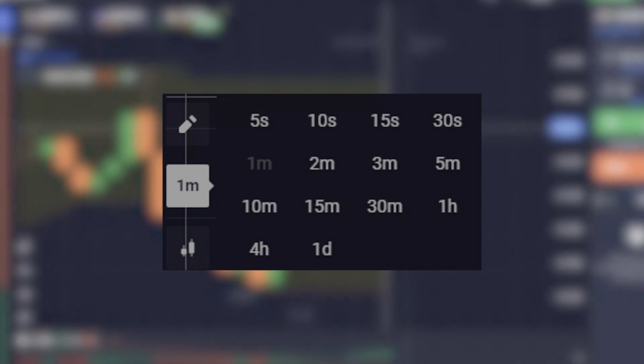Choosing the right time frame is a simple process. You simply select the required time interval and analyze it. Everything is quite simple and clear.